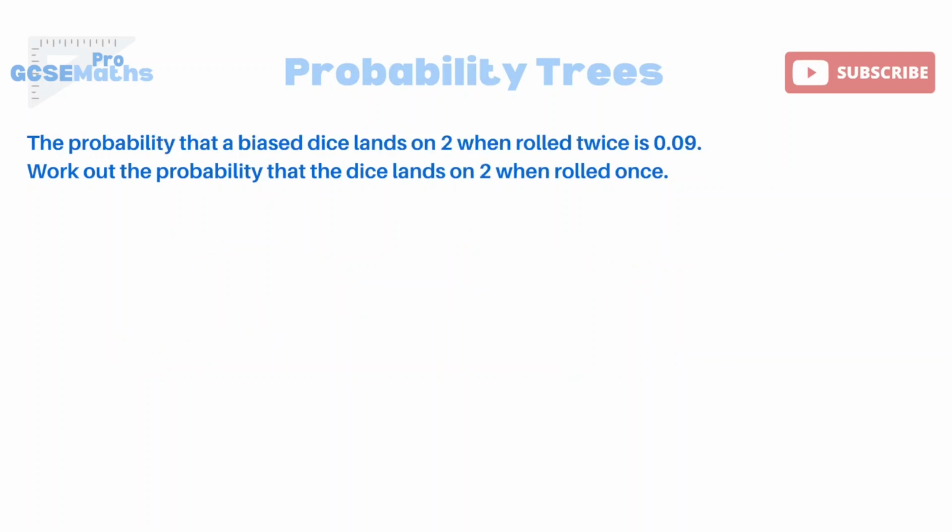Okay, so our final one now is very similar to that last one. The probability that a biased dice lands on 2 when rolled twice is 0.09. Work out the probability that the dice lands on 2 when rolled once. So this one we kind of need to work backwards a bit, but again you might be like, well, I don't really know where I'm going with this. You can use probability trees, at least in logic, to help you.